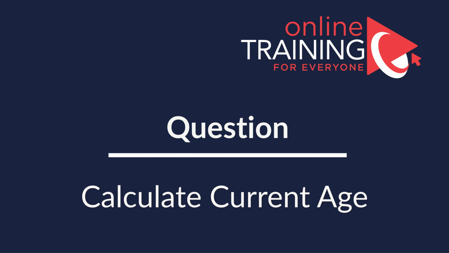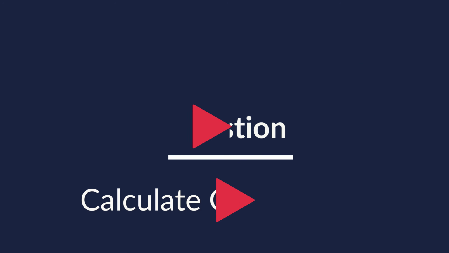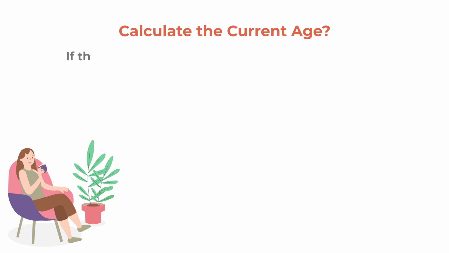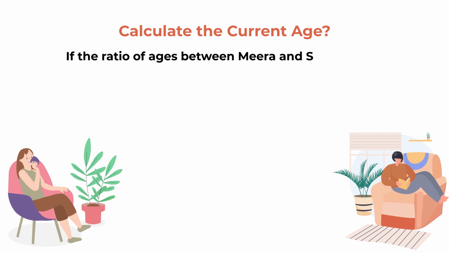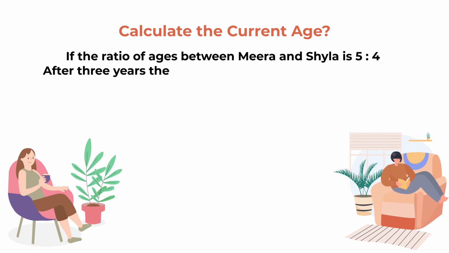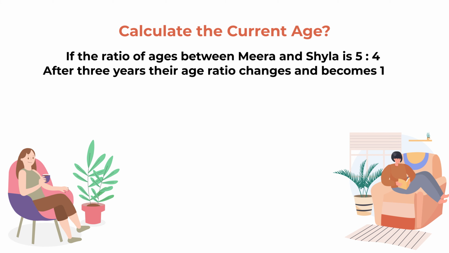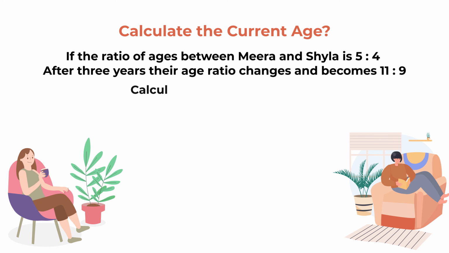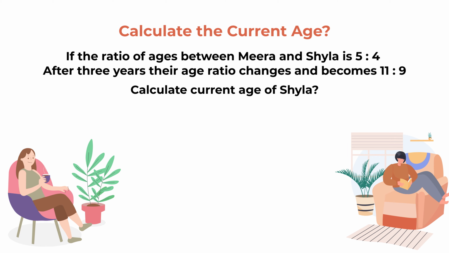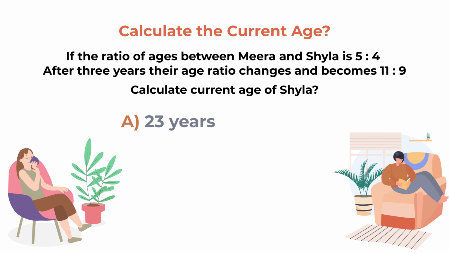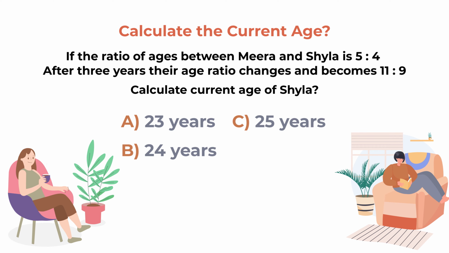Here's the question which seems easy but has some tricky elements to it. You need to calculate the current age of Shyla. The ratio of ages between Mira and Shyla is 5:4. After 3 years, their age ratio changes and becomes 11:9. You need to calculate the current age of Shyla, and you have 4 different choices. Choice A, 23 years. Choice B, 24 years. Choice C, 25 years. And choice D, 26 years.